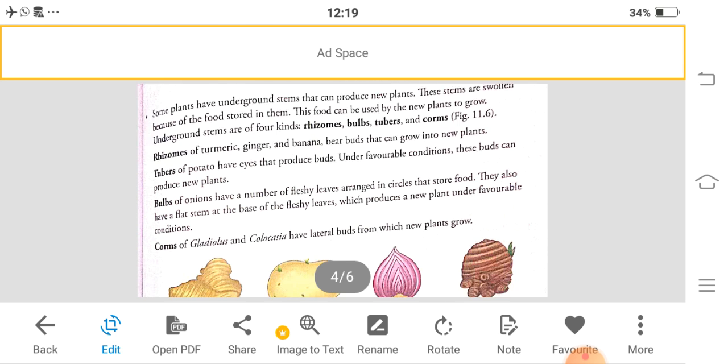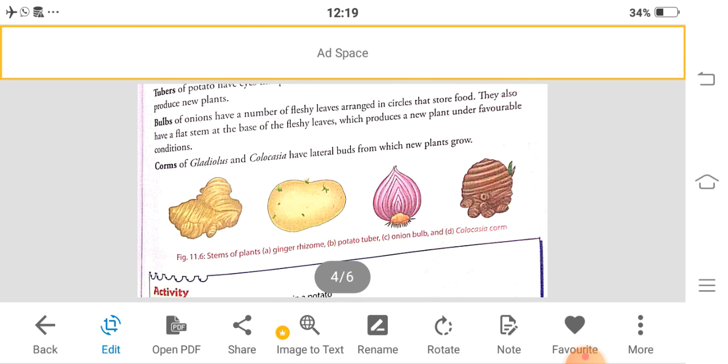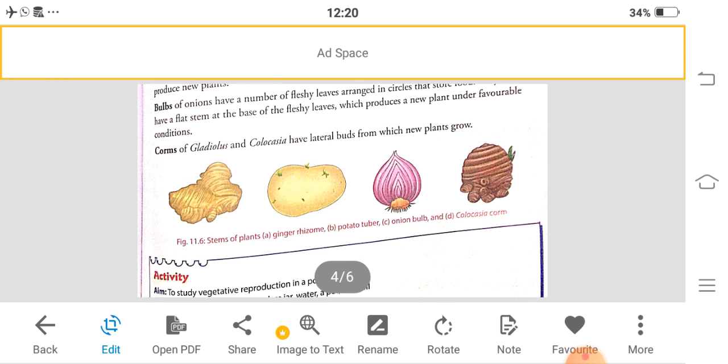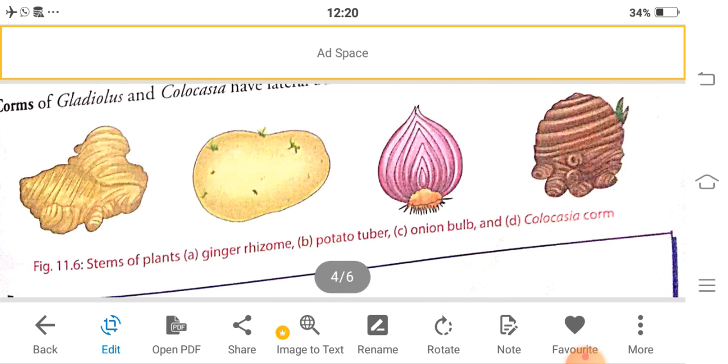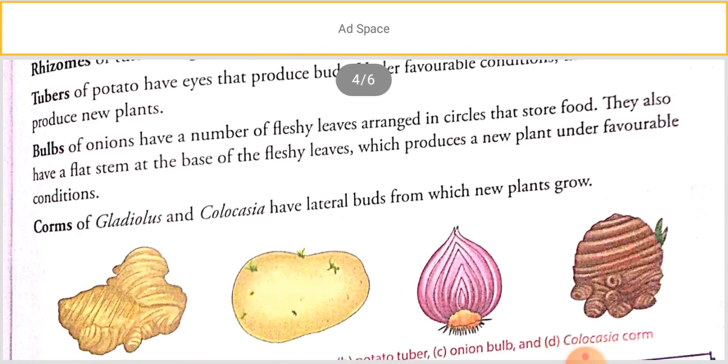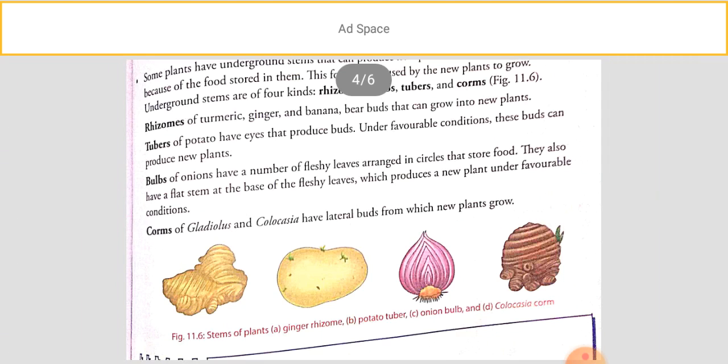Last, corms. Corms of Gladiolus and Colocasia have lateral buds. You can see these are the lateral buds. Several buds arise from here, and they grow into a new plant.